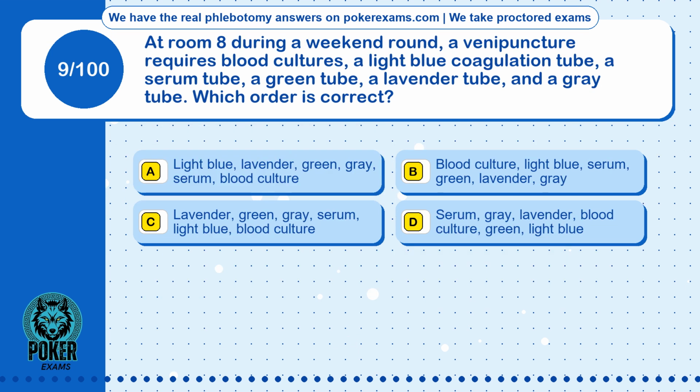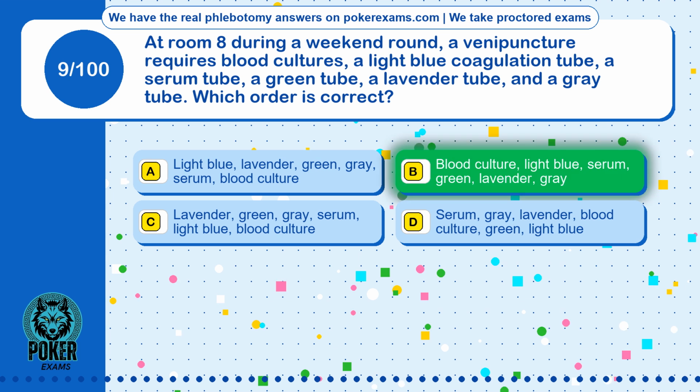Question 9. At room 8 during a weekend round, a venipuncture requires blood cultures, a light blue coagulation tube, a serum tube, a green tube, a lavender tube, and a gray tube. Which order is correct? Option A, light blue, lavender, green, gray, serum, blood culture. Option B, blood culture, light blue, serum, green, lavender, gray. Option C, lavender, green, gray, serum, light blue, blood culture. Option D, serum, gray, lavender, blood culture, green, light blue.